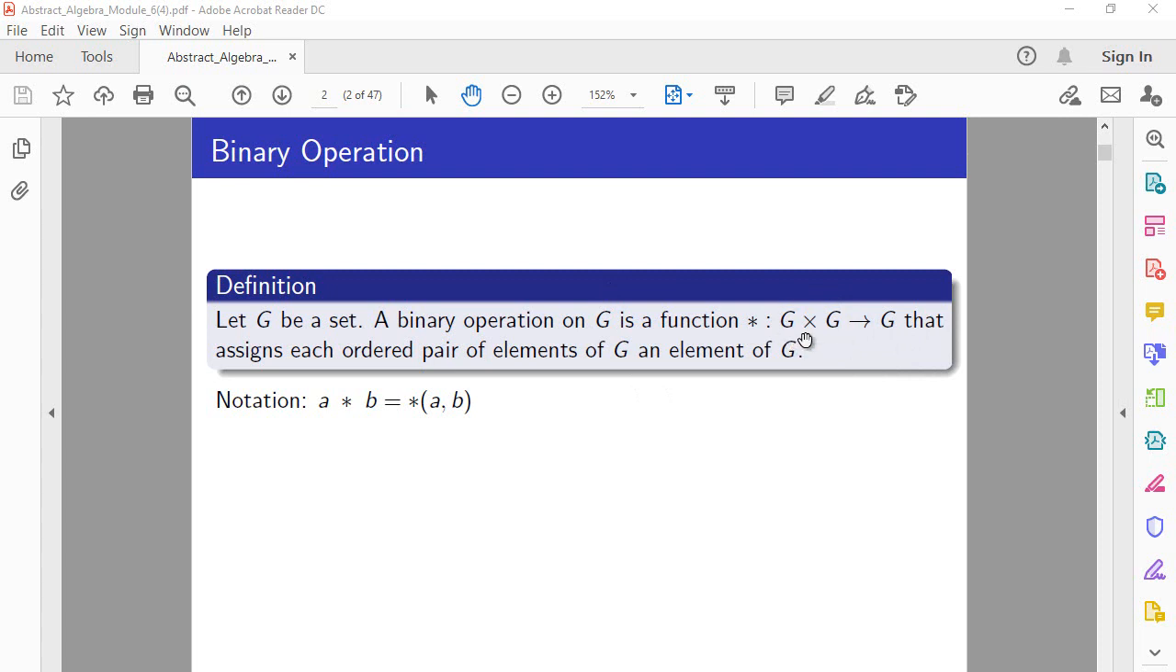So that is, each pair of elements of G is assigned exactly one element of G. Right? That's what the function does here. This function assigns to each ordered pair of elements of G exactly one element of G. And instead of using the notation star evaluated at the input AB, which is the usual function notation, we use the notation A star B.